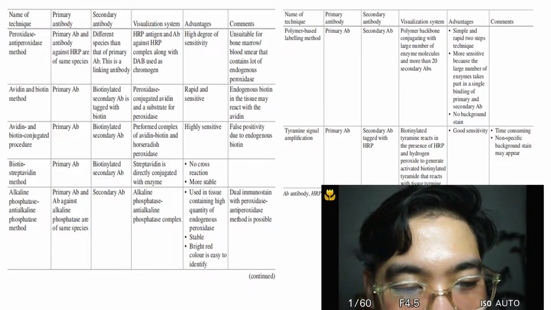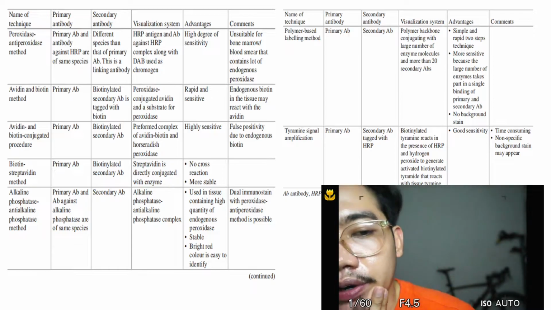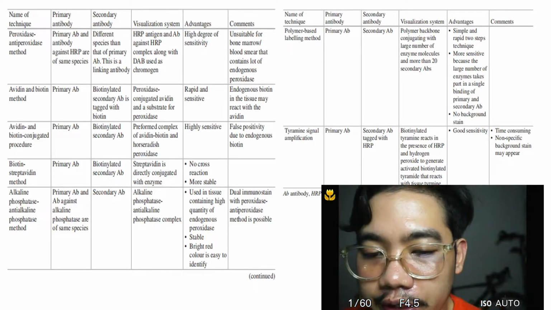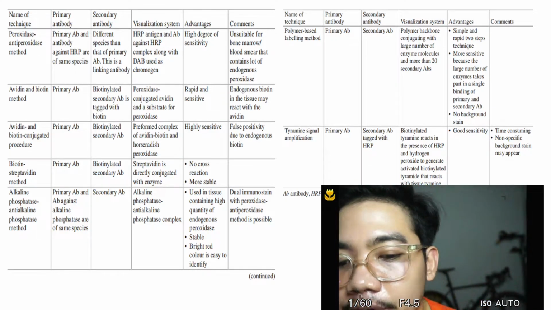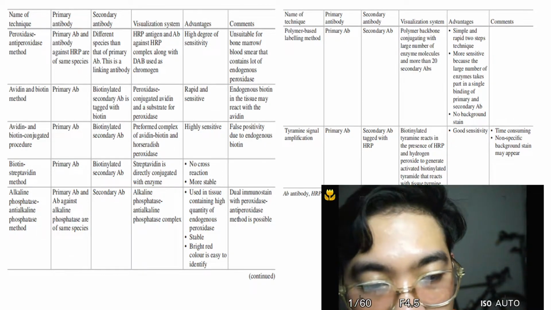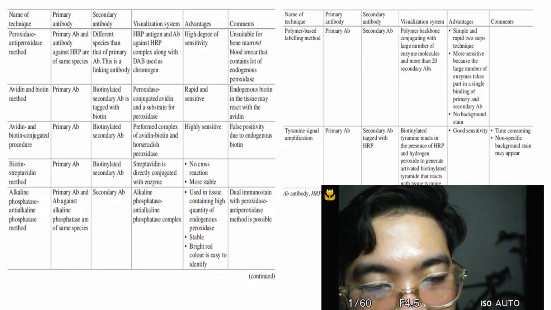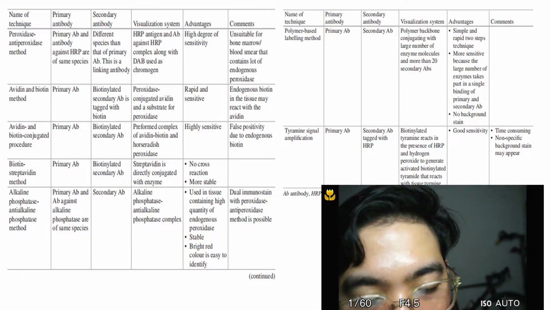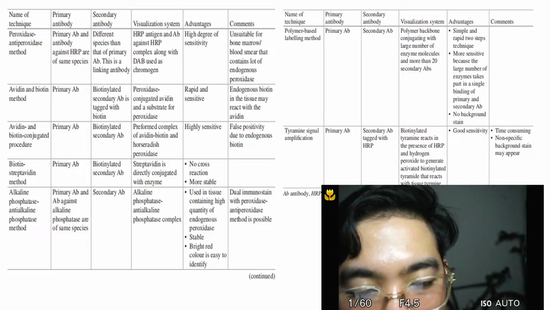So these are the types of your secondary antibodies, the techniques in your indirect staining for immunohistochemistry. You have your peroxidase antiperoxidase method, then your avidin and biotin, and then avidin biotin conjugated alkaline phosphatase.